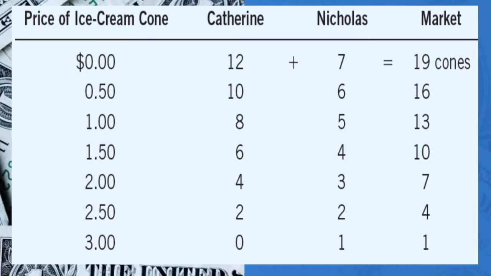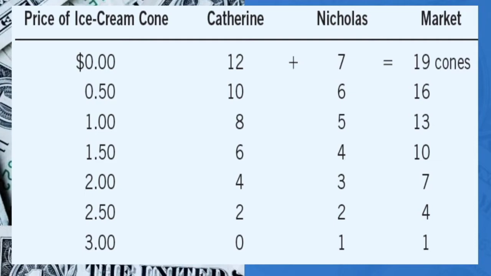So we sort of see, oh, well, at $0, Catherine wants to buy 12 cones, and at $3, Catherine doesn't want to buy a cone. And then the same thing for Nicholas. At $0, Nicholas wants to buy 7 cones, and at $3, Nicholas wants to buy 1 cone.